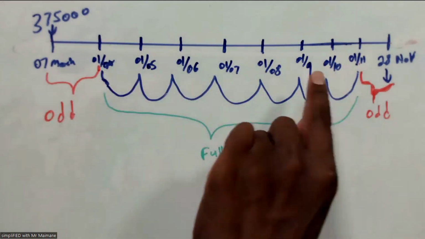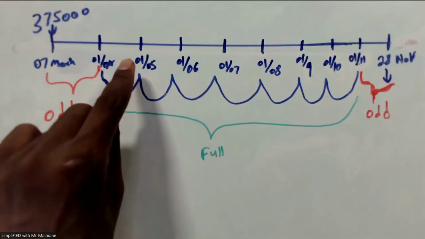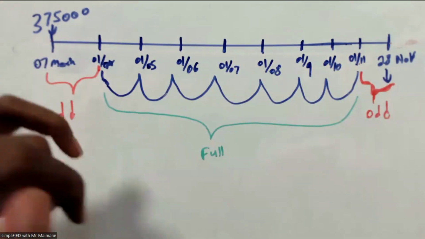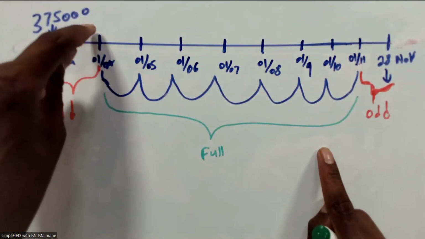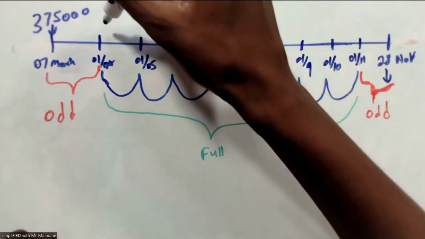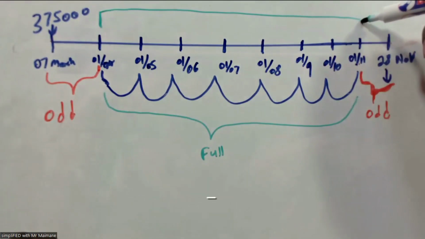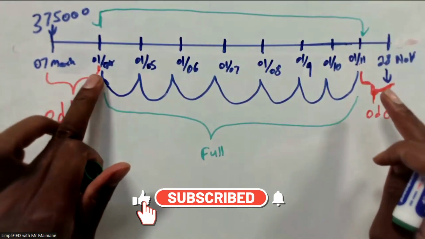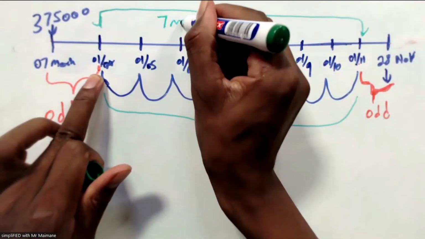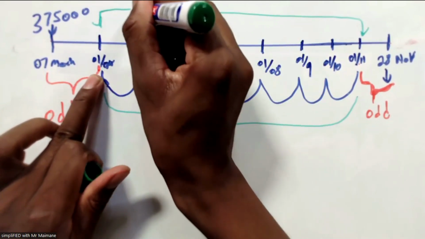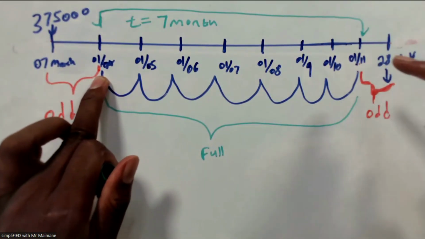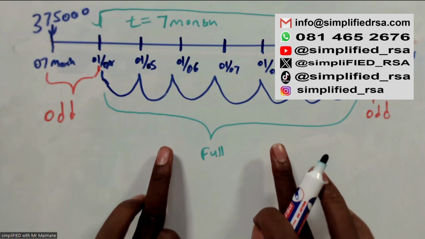Now, the full period starts from April. So it's April, May, June. Remember, we count this as a number line. So we start from April as 0, then 1, 2, 3, 4, 5, 6, 7. So from the 1st of April to the 1st of November, we have 7 months. The period is 7 months there. So we can say T, the period, is 7 months from the 1st of April up until the 1st of November. That's the term for our full period.